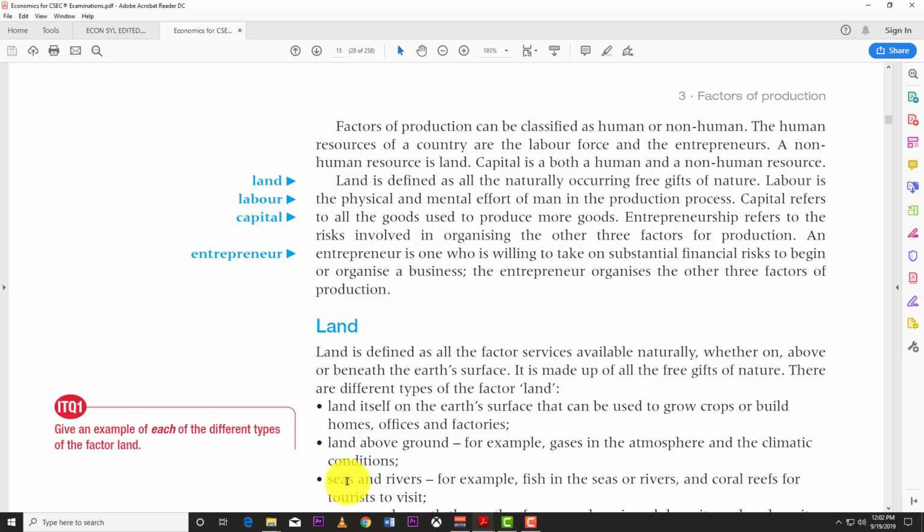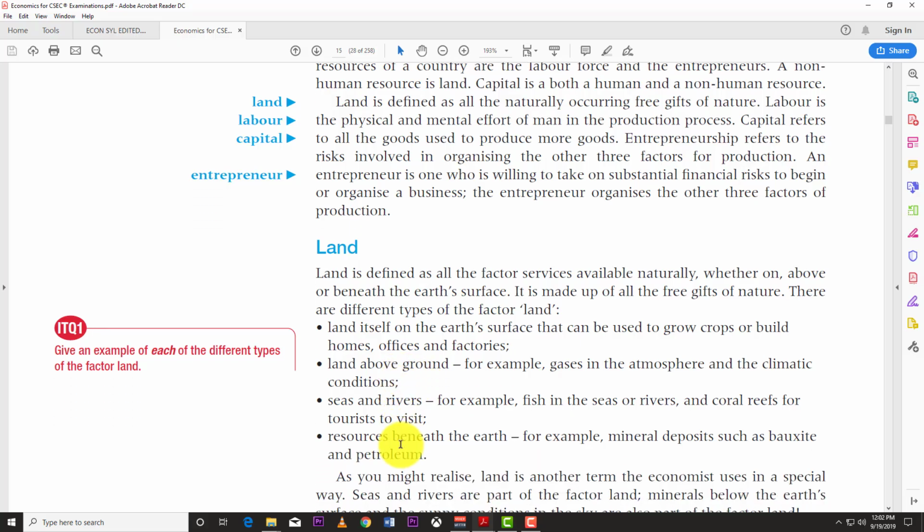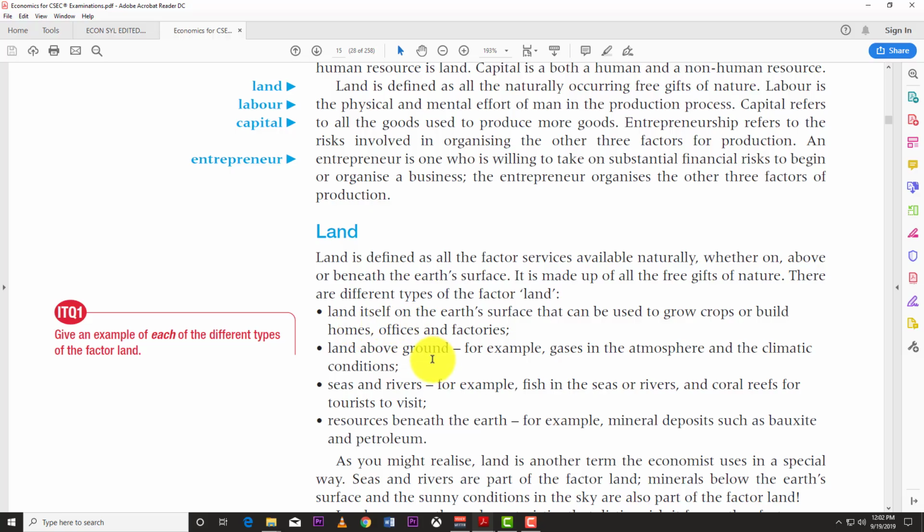So you have things like the seas, the rivers. You use the seas and the rivers for fishing, of course. You have certain natural occurrences like natural gas. You have things like gold and silver, those things that you mine, you pull from the earth's crust. So all those come under land. So you have examples again. We have things like bauxite, petroleum, all those things they extract from the earth.